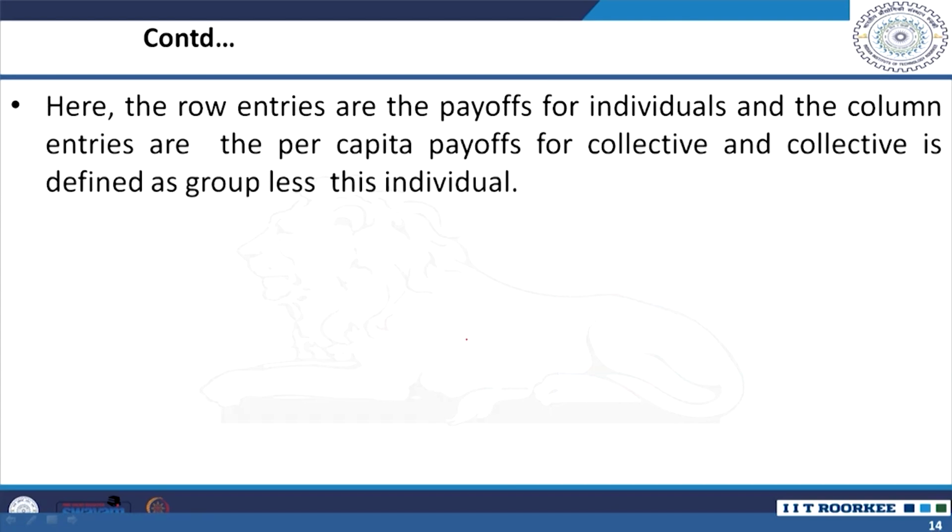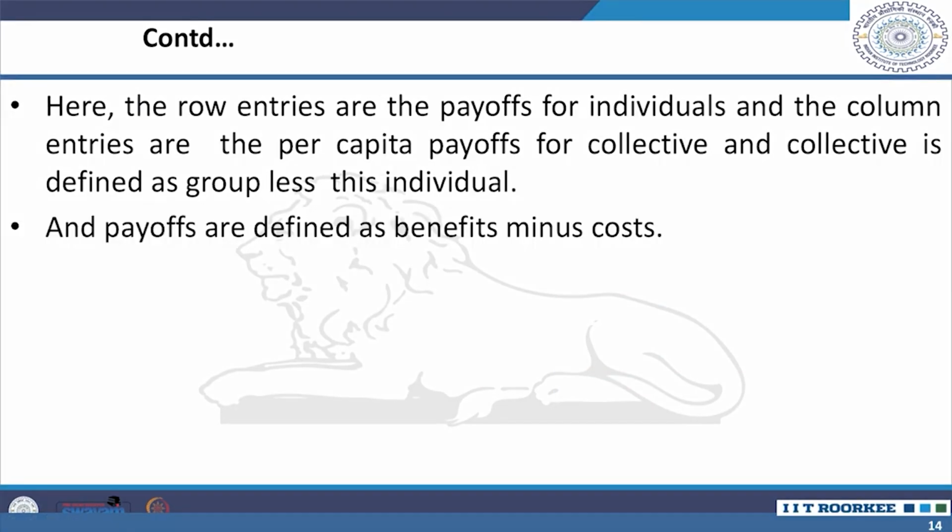Before understanding this payoff matrix, let us understand the example from which we are drawing these payoffs. Here the row entries are the payoffs for the individual, and the column entries are the per capita payoffs for the collective, where the collective is defined as the group minus this particular individual who is playing. Payoffs are defined as the benefits that the member is getting minus the cost he is incurring for this collective good.